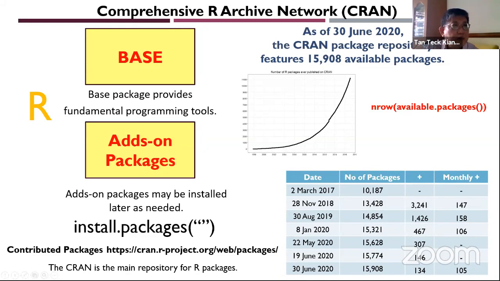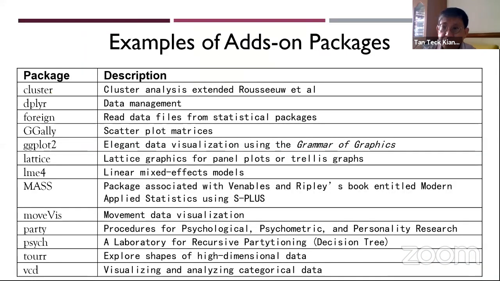So the average is about 100 or so per package, with add-on packages written by our users. So this is how the growth is exponential, as shown by the graph. These are some of the add-on packages out of the 16-thousand-plus.